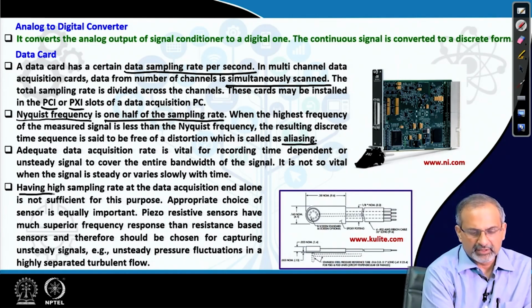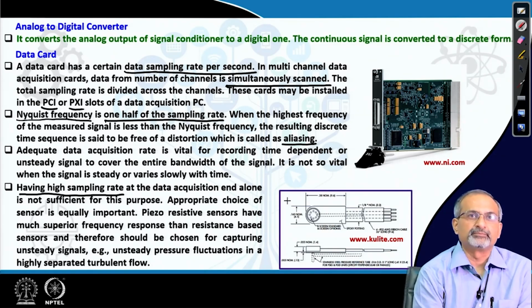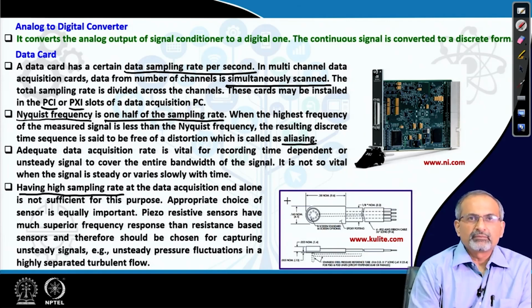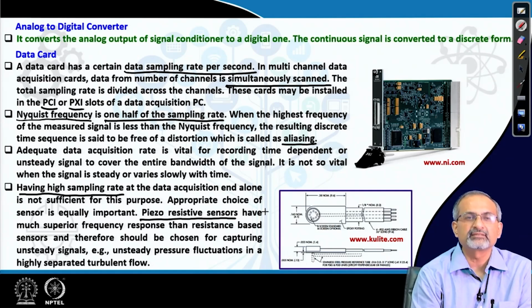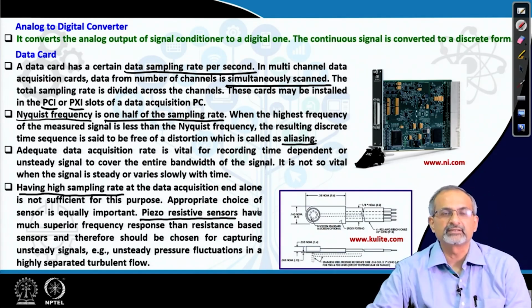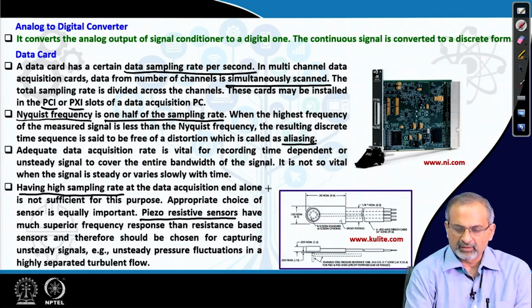Additionally, just having high sampling rate at the data acquisition end alone would not be sufficient for this purpose. So, you need to also make an appropriate choice of sensor to support it. So, when we are using pressure sensors, for example, piezoresistive sensors have a much superior frequency response than resistance based sensors, and therefore, they should be chosen for capturing unsteady signals like unsteady pressure fluctuations in a very highly separated turbulent flow.